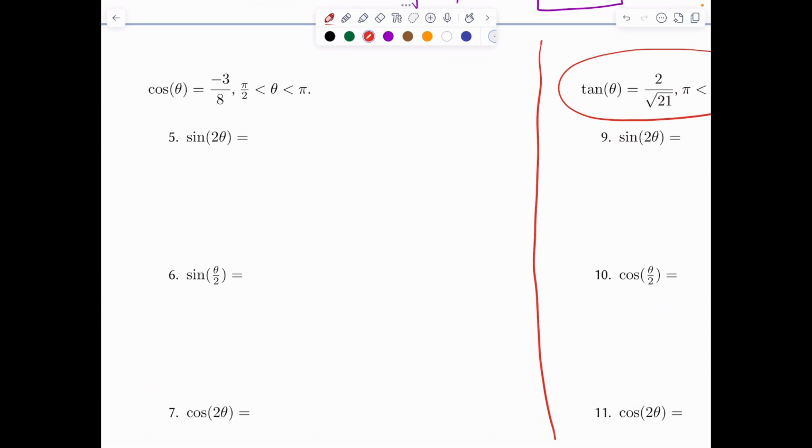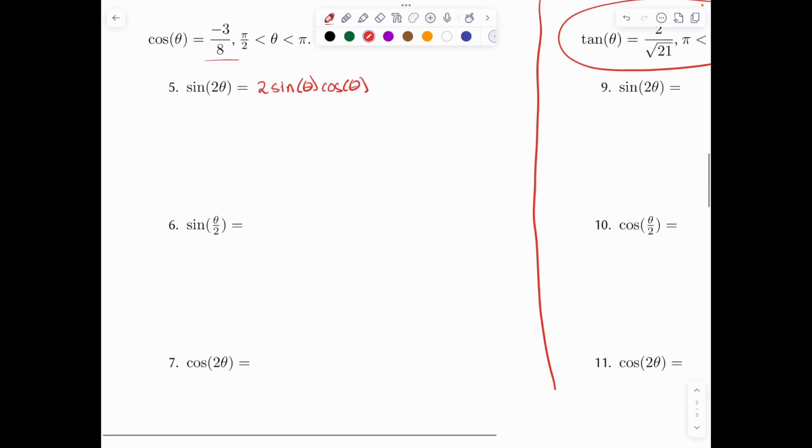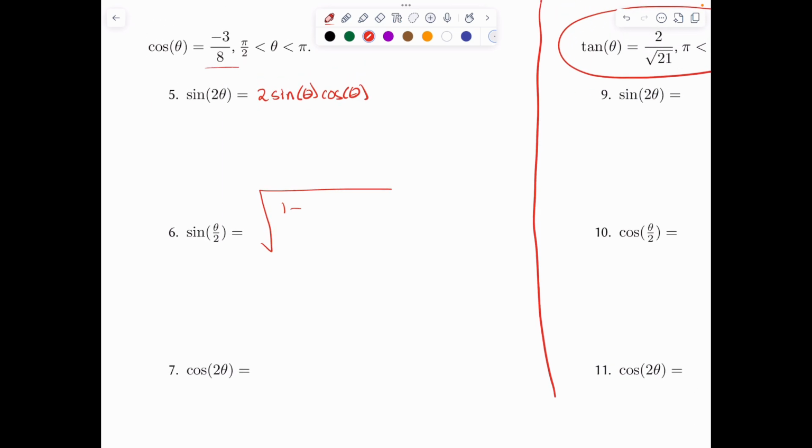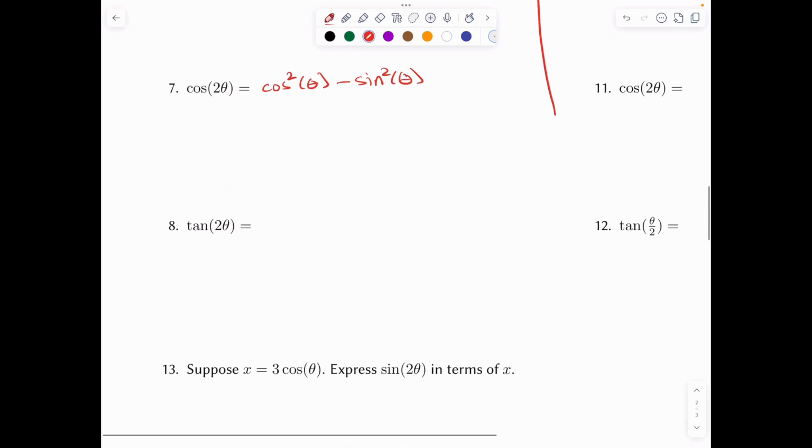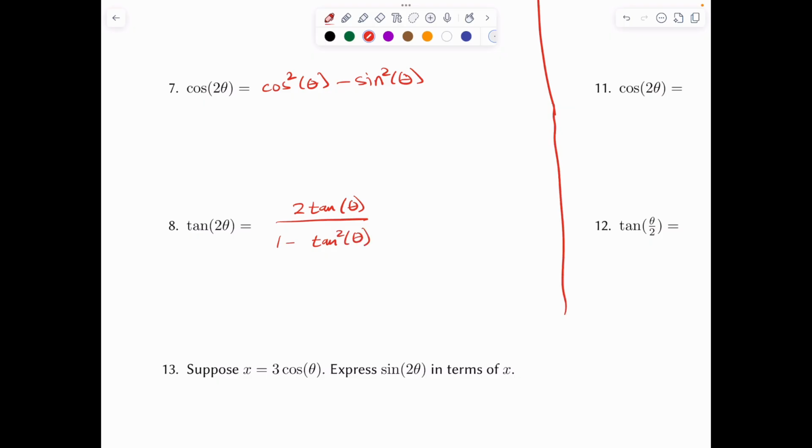The sine of 2 theta is 2 sine of theta cosine of theta. And check it out, there's the cosine of theta right there. The sine of theta over 2 is going to be the square root of (1 minus the cosine of theta) over 2, plus or minus. We'll deal with that. Cosine 2 theta is cosine squared theta minus sine squared theta. And then the tangent of 2 theta is 2 tangent of theta over 1 minus tangent squared theta. So we're going to use those formulas in each case.